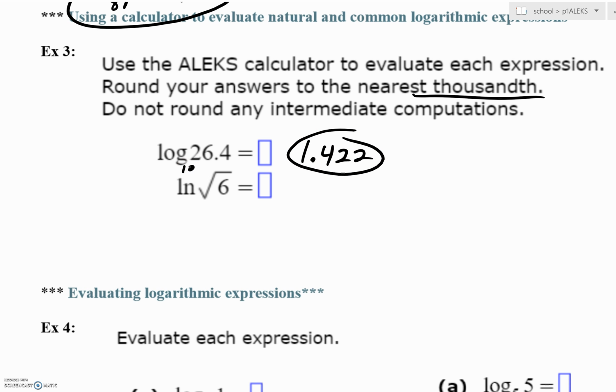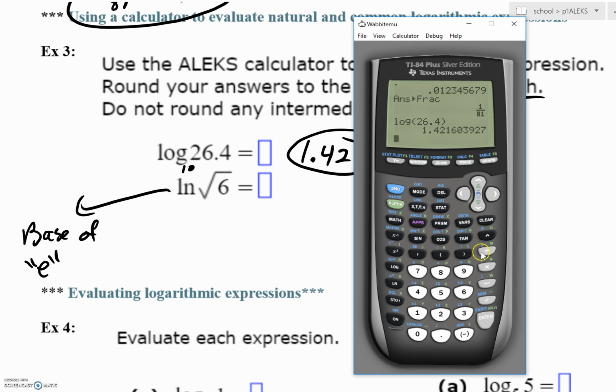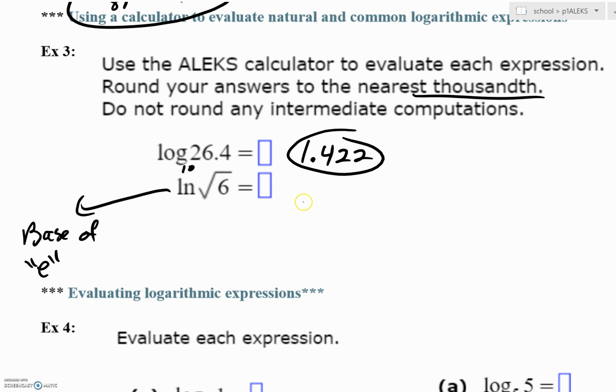By the way, that's understood to have a base of 10. ln, this one you have a base of e. That's the other log button that you're going to see on the calculator. That's right next to the 4. So I can take ln, go second square root, type in a 6, and just hit enter at that point. That's 0.895, but to the right, you've got a number 5 or bigger, so it's going to be 0.896.